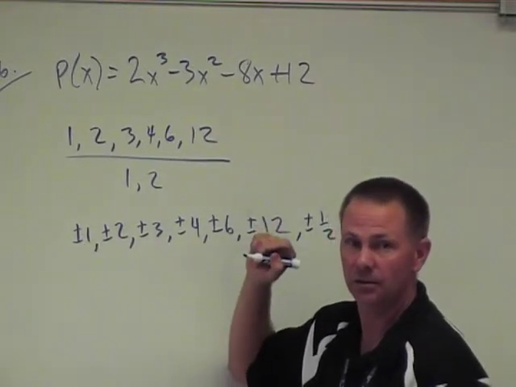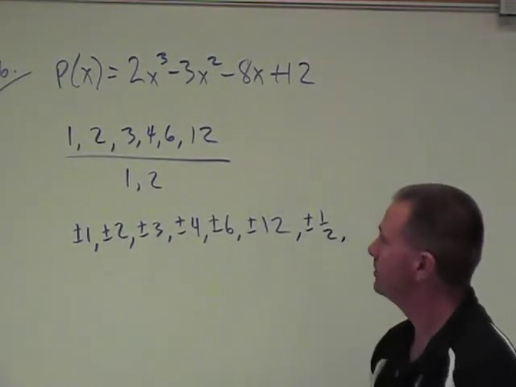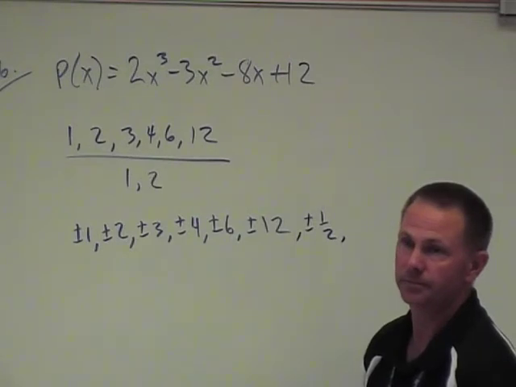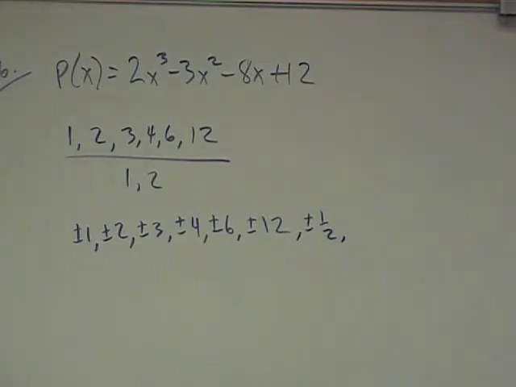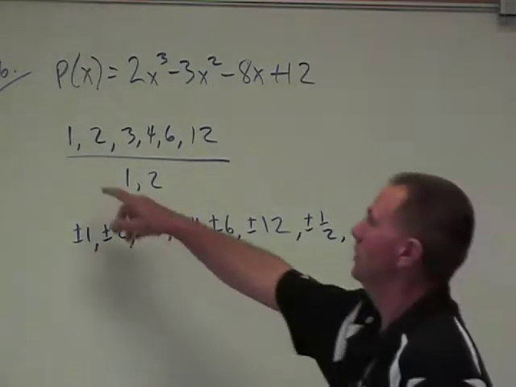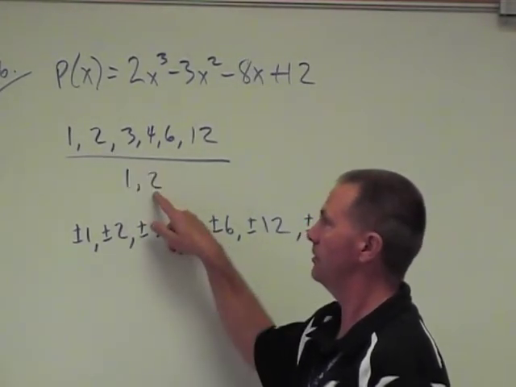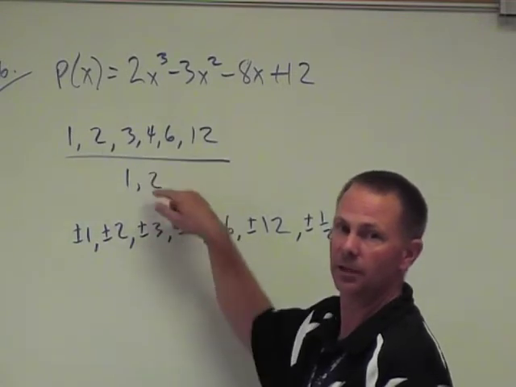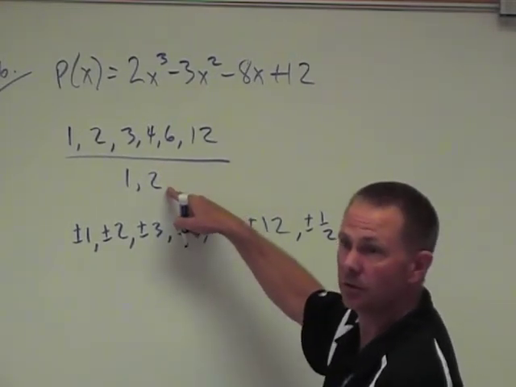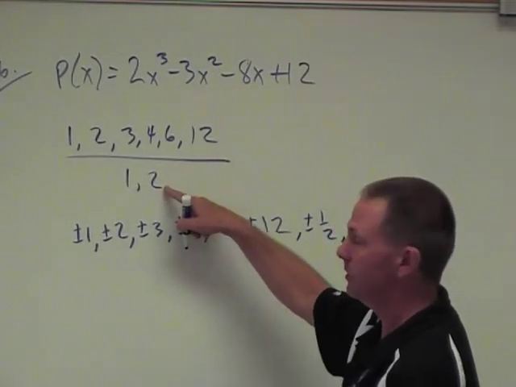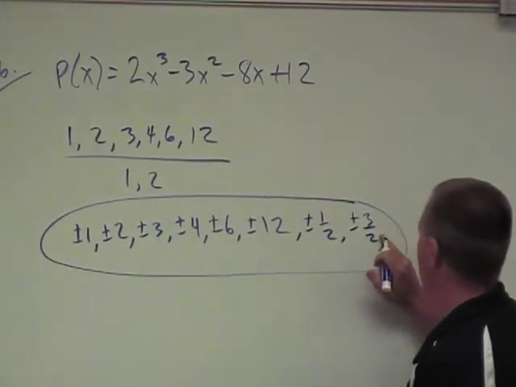Finish it. Keep going the rest of the way. Finish it. Plus or minus 1/2. Where did you get the plus or minus 1/2? Factor of C over factor of A. 1/2, 2/2, 3/2 is the next one. 4/2, 2, we already have it. 6/2, 3, we already have it. 12/2, 6, we already have it. Those are your possible zeros.